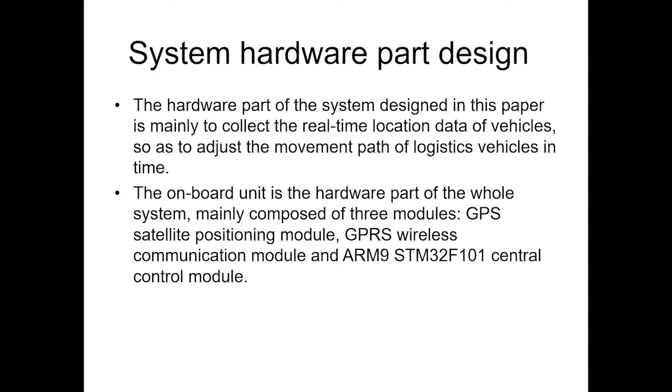The hardware part of the system designed in this paper is mainly to collect the real-time location data of vehicles, so as to adjust the movement path of logistics vehicles in time. The onboard unit is the hardware part of the whole system, mainly composed of 3 modules: GPS satellite positioning module, GPRS wireless communication module, and ARM9 STM32F101 central control module.